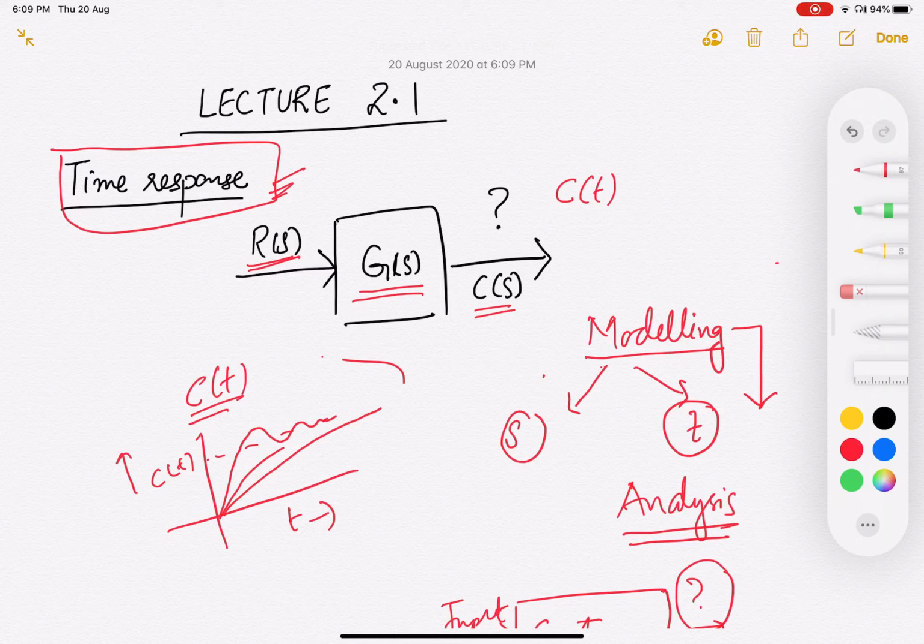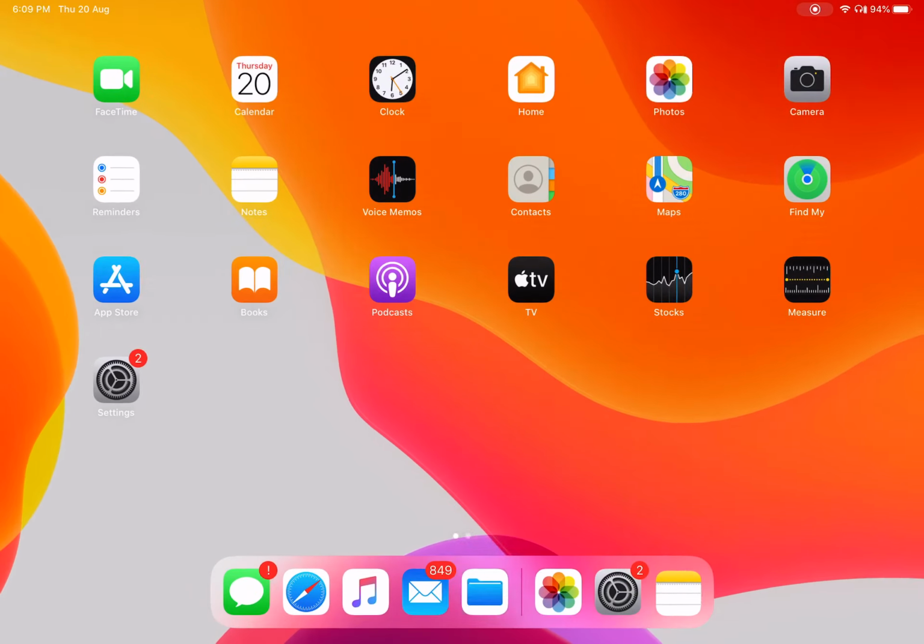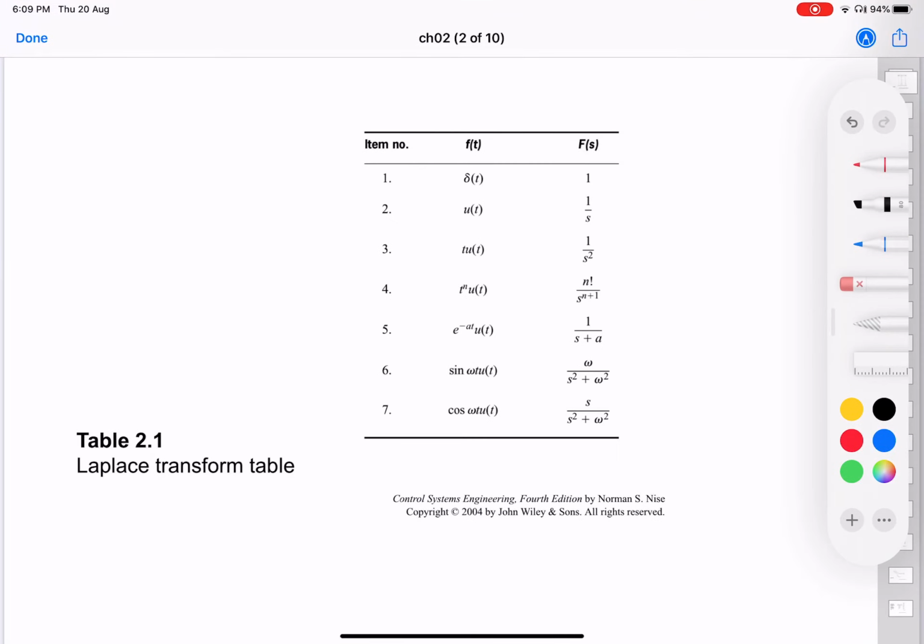As far as inputs are concerned, we have already seen the standard inputs that we apply in the control system framework. But still, just to revise it slightly more, these are the seven standard inputs that we generally encounter in the study of time response of control systems. So this is the impulse input, right? In the time domain, it is written as delta(t). In the frequency domain as 1.